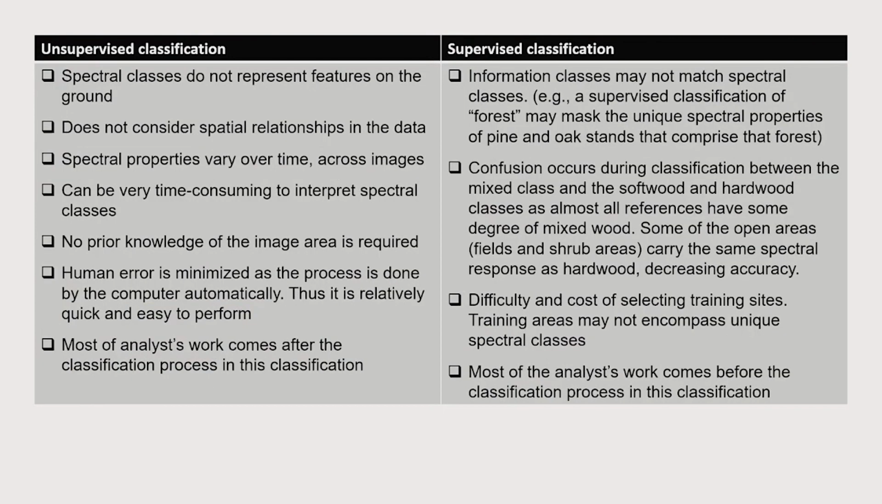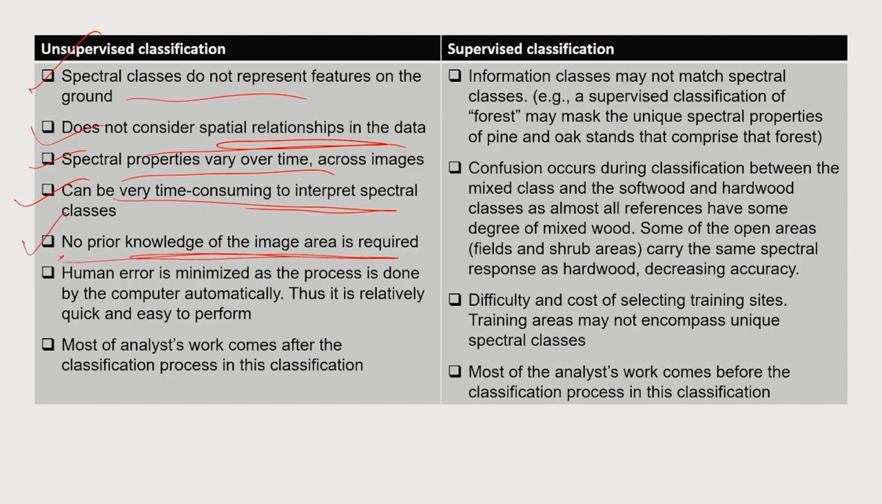In unsupervised classification, spectral classes do not represent the features on the ground. Ground information is also not that necessary. It does not consider spatial relationships within the data, which is the important point to remember. In unsupervised classification, spectral properties vary over time across the images, and it can also be very time consuming to interpret the spectral classes. You have to do a lot of processing and a lot of analysis.